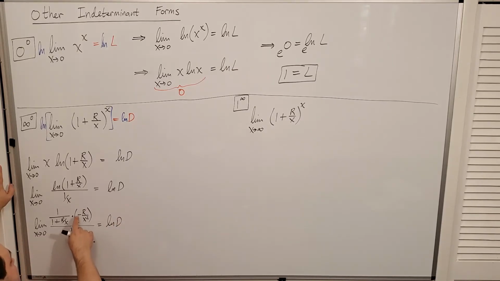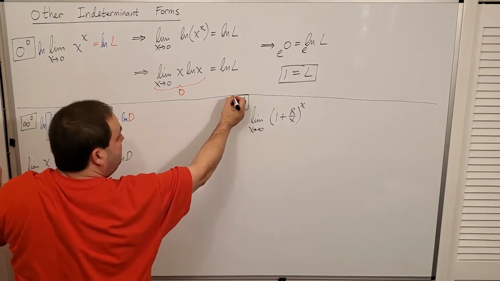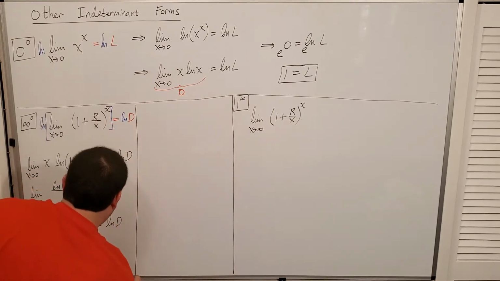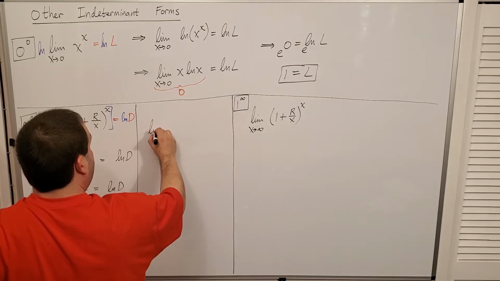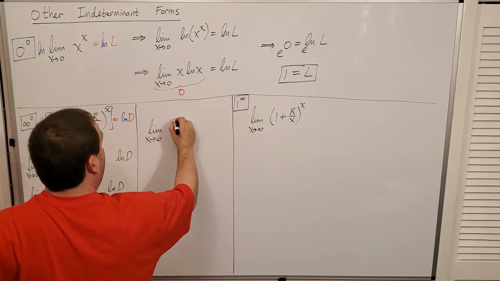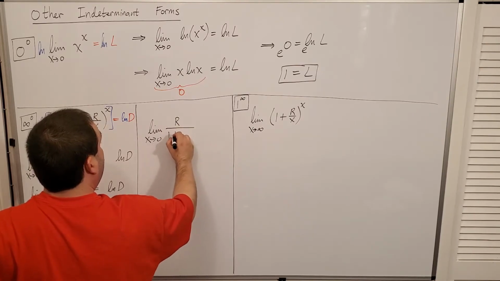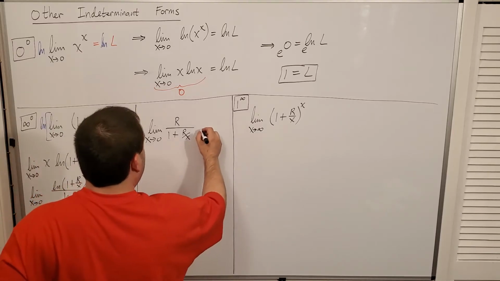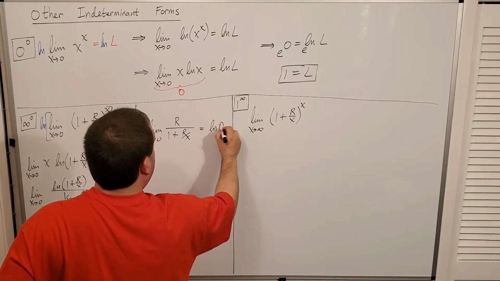From here, notice the negatives will wipe out, and so will the x squares. So what I'm left with here, let me go ahead and split this. What I'm left with is the limit as x goes to 0 of r over 1 plus r over x is equal to the ln of d.